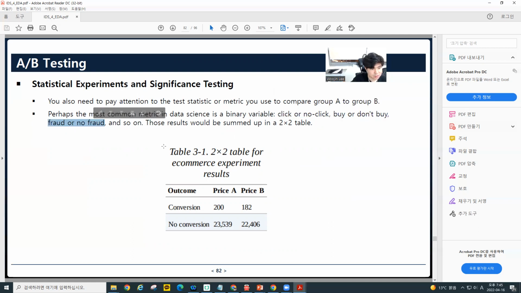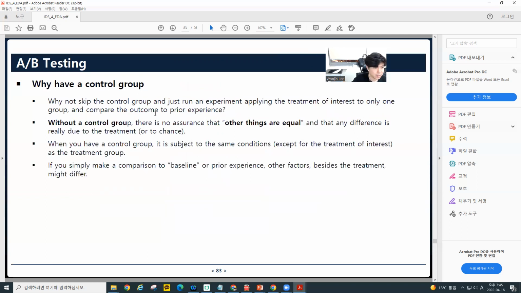If we have this kind of e-commerce experiment, we have price A and price B, and about 23,000 people were experimented with price A, and 22,000 people were tested on price B. These were the conversion rates of price A and price B. We want to find out whether price A is better or price B is better. These kinds of tests are called A/B tests.